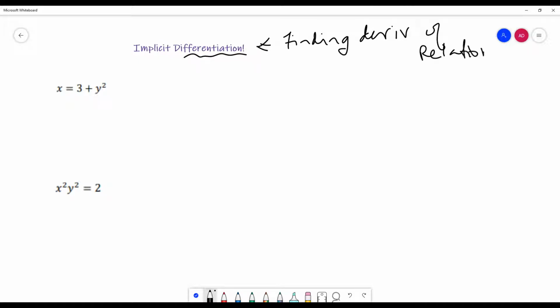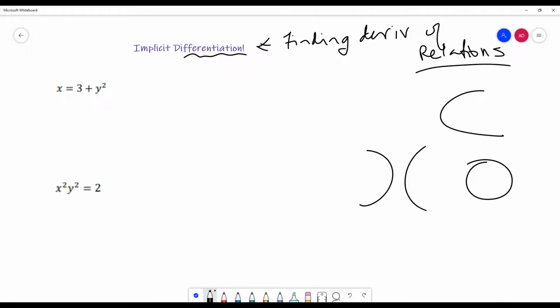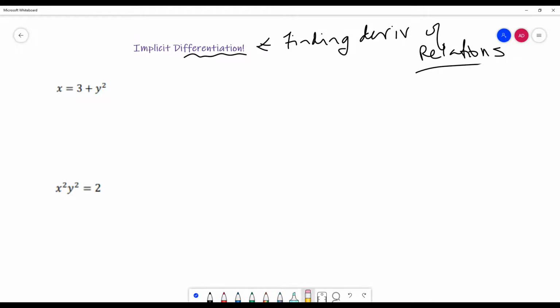So they don't have to be functions because we know there are curves that, by the way, are not functions, right? We know parabolas on their sides. We know circles. We know hyperbolas, all kinds of things that they're not functions. They are relations, but they're not functions. Okay, so let's get started.